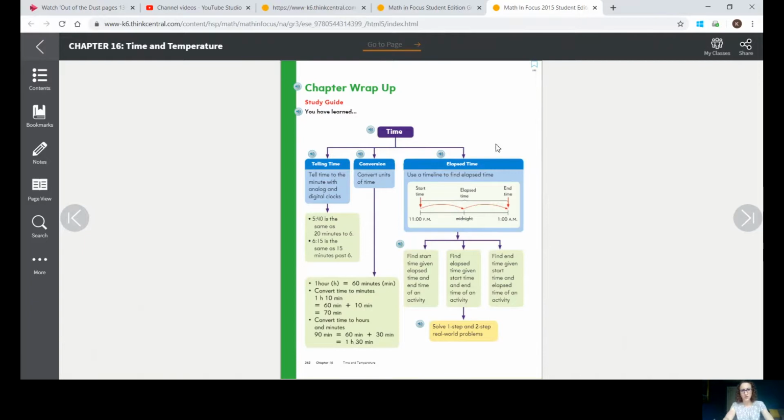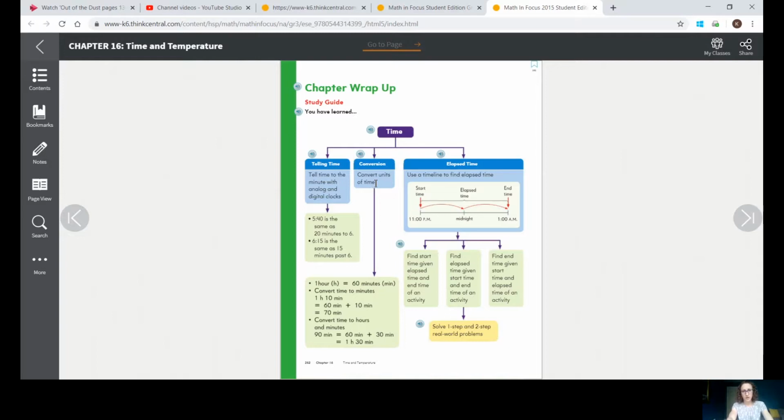Okay, so let's just look at time for right now in our review, and we'll just go through each thing. So first there's telling time, which is tell time to the minute. We did learn how to do that with analog clocks and digital clocks. So 5:40 is the same as 20 minutes to 6. You could say 6:15 is the same as 15 minutes past 6.